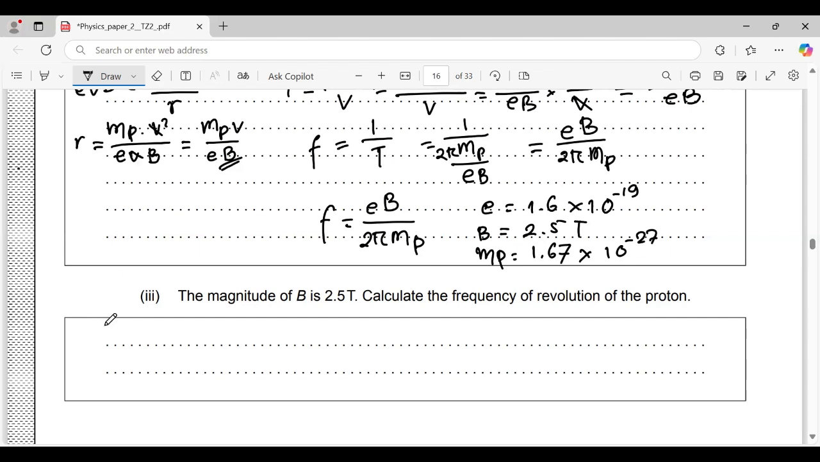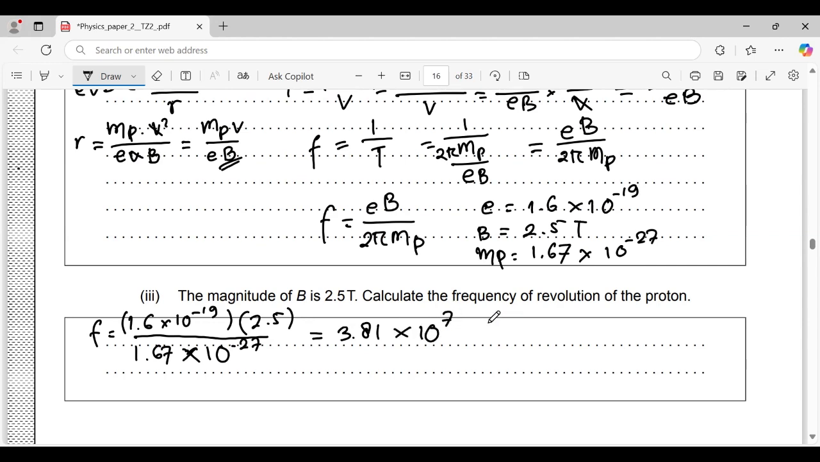For f, we substitute these numbers: 1.6 times 10 power minus 19, times 2.5, over 2 pi times 1.67 times 10 power minus 27. If you calculate, the result is 3.81 times 10 power 7. The unit is hertz.